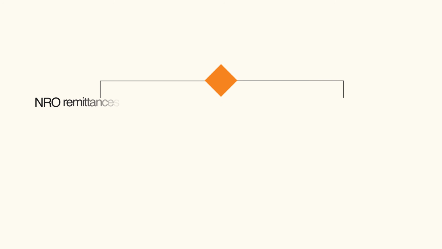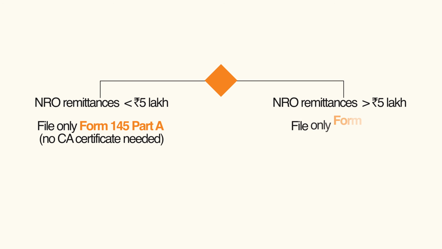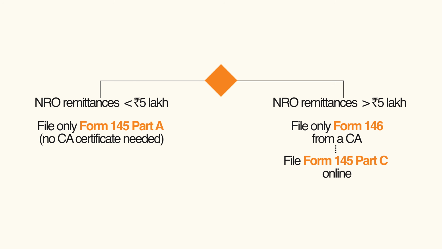If your total NRO remittances in a financial year are below 5 lakhs, you only need Form 145 Part A, no CA certificate required. Once your cumulative remittances cross 5 lakhs, and this threshold is tracked across the full financial year, not per transaction, you need Form 146 from a CA first, then file Form 145 Part C online. Then approach your bank. That sequence is fixed, you cannot reverse it.